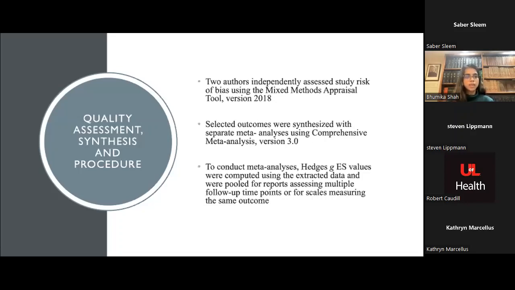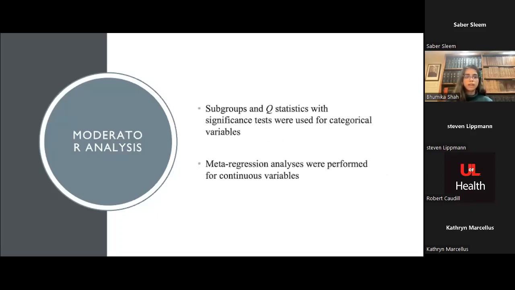So for the quality assessment, synthesis and procedure, this is a little bit more technical, going into the statistical aspect of it. I'm just going to mention it. We're not going to dive too deep into it. But for the biases, the two authors independently assessed study risk using the Mixed Methods Appraisal Tool. The outcomes were synthesized using Comprehensive Meta-Analysis, and to conduct the meta-analysis, they used Hedges' g effect size values. For the moderator analysis, the categorical variables were analyzed using subgroup and Q statistics, whereas for continuous variables, they used meta-regression analysis.